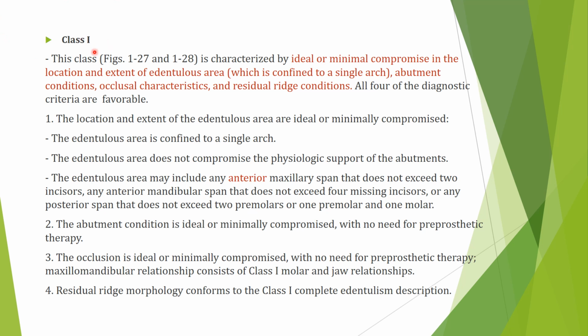Class 1 is characterized by an ideal or minimally compromised state in the location and extent of the edentulous area, abutment condition, occlusal characteristics, and residual ridge. So you see all 4 criteria lie in an ideal or minimally compromised state. The location is a single arch, the abutment doesn't need any pre-prosthetic therapy, the occlusal scheme is class 1, and residual ridge resorption morphology is class 1 also.